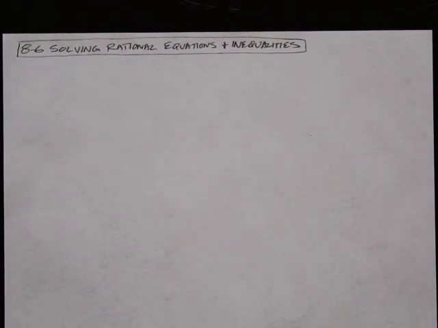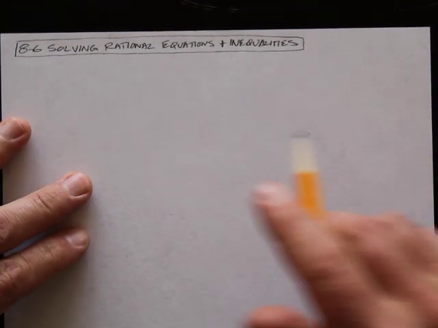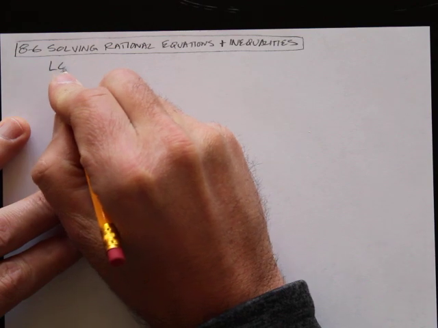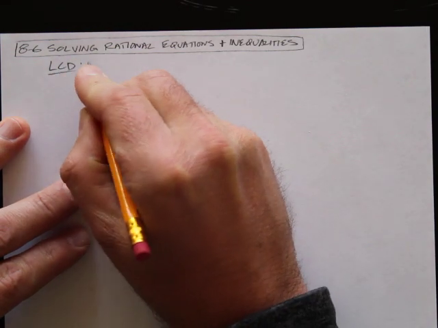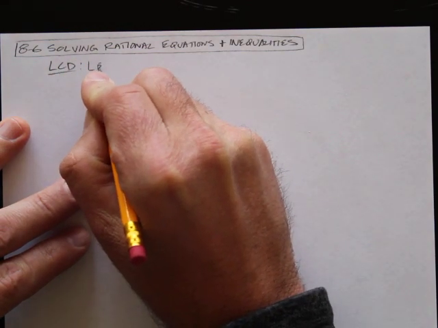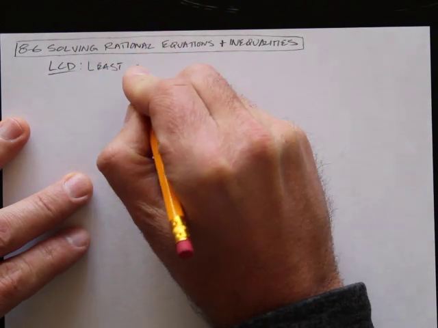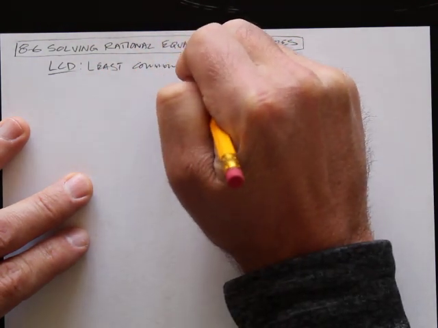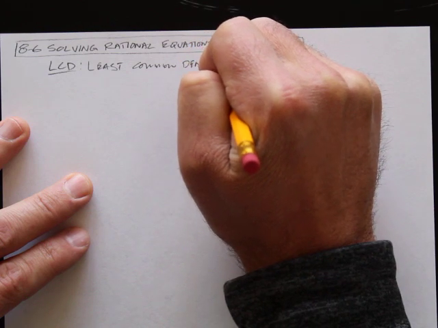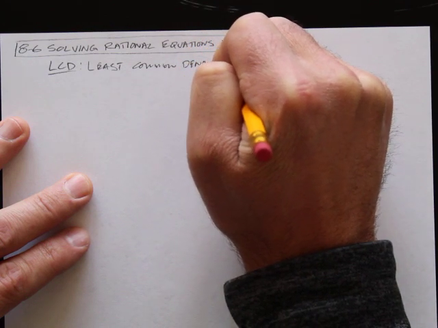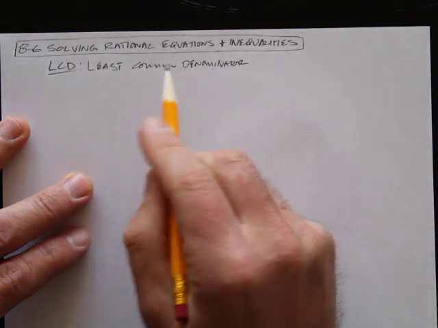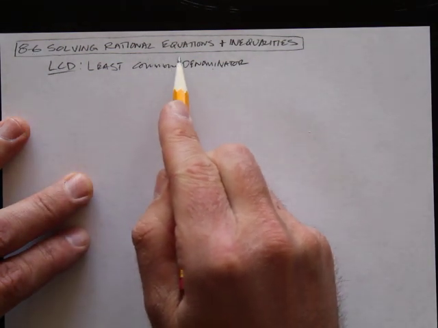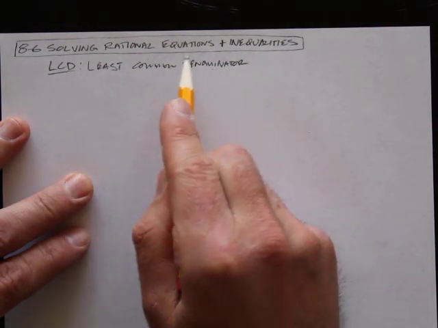All right, we are looking at Algebra 2, Section 8-6, and we're talking about the LCD, or the least common denominator. And we're going to talk about how this is used in solving rational equations and inequalities.